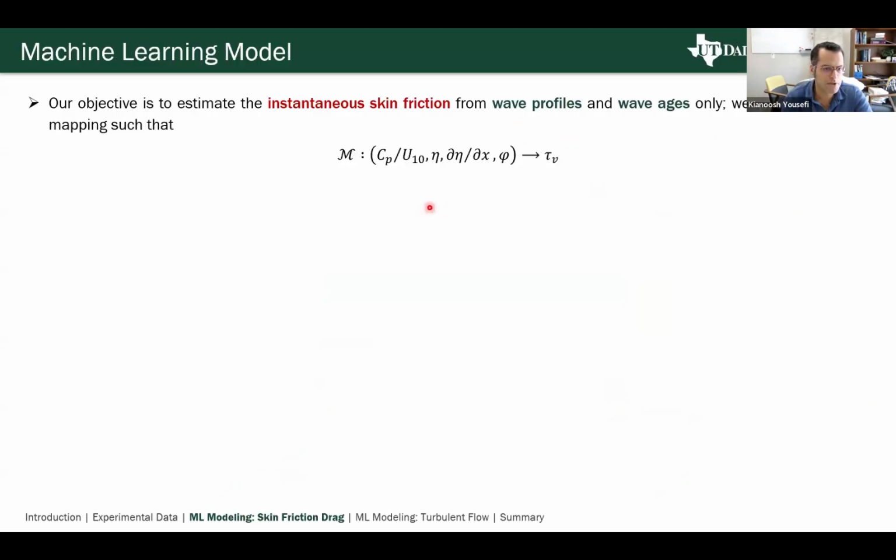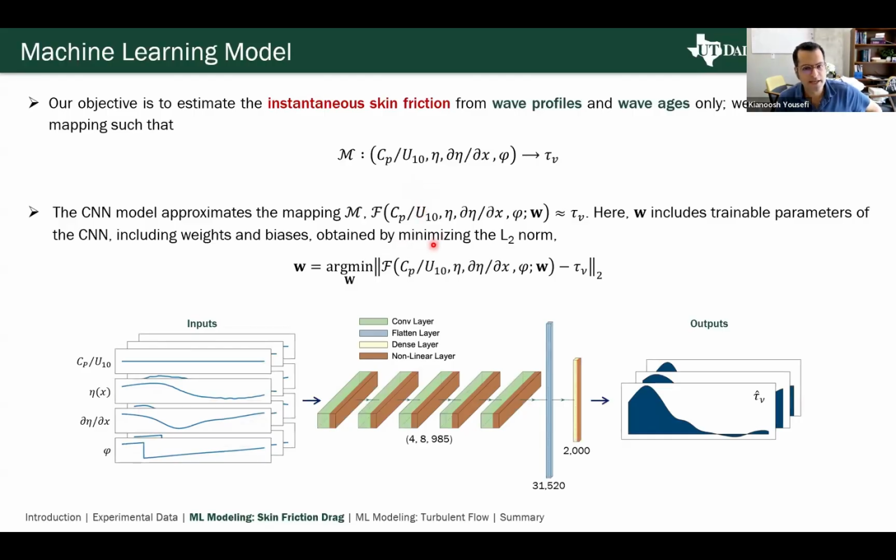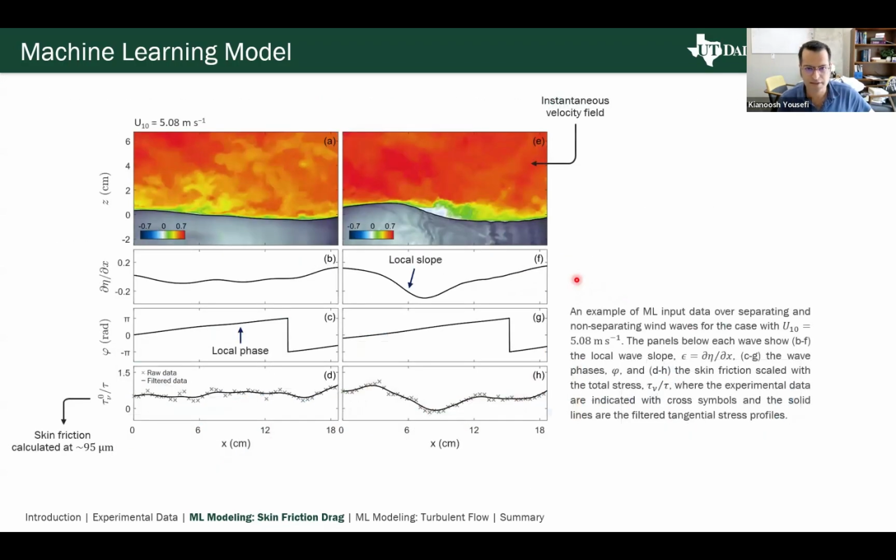I say wave profile and wave age, but as input I use the wave profile, the local slope and phase, because these can be directly obtained from the wave profile. So my only independent parameters are wave age and surface profiles. I use these to approximate a mapping using a CNN model that consists of different convolutional, flattened, dense, and nonlinear layers, and it minimizes an L2 norm between the ML predictions and the ground truth experimental measurements. So let's take a look at the experimental input.